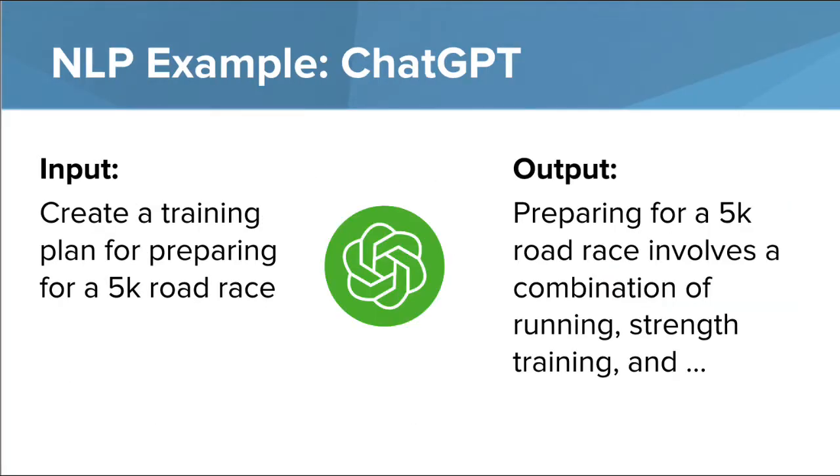A well-known example of an NLP model is ChatGPT. ChatGPT takes text input and tries to predict what will come next. For example, if you ask ChatGPT to create a training plan for a 5K road race, it would use the data it was trained on to predict an optimal output text to match the input request, in this case, a training plan.